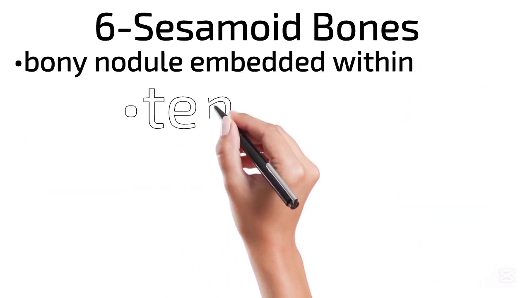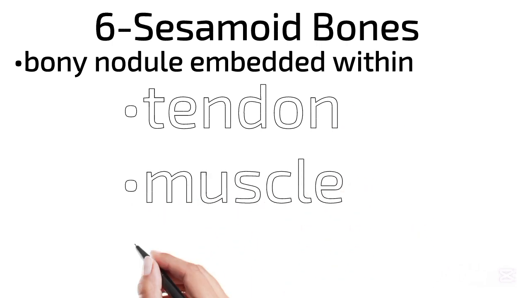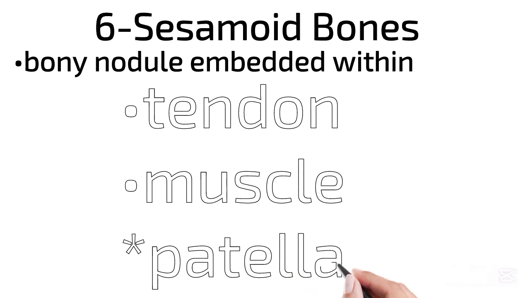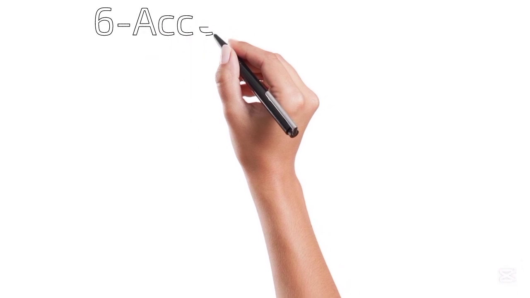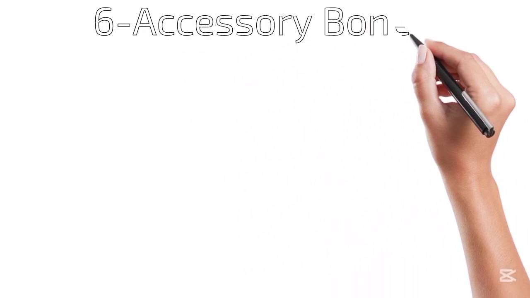There are other examples as well, like the sesamoid bone that is sometimes present in the tendon of adductor pollicis, an adductor muscle of our thumb. Now let's move towards our next category, that are accessory bones. These bones are not always present, and there are three types.